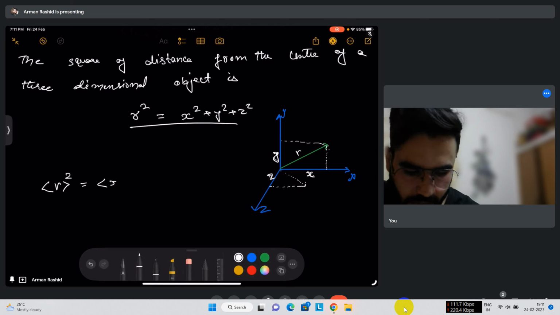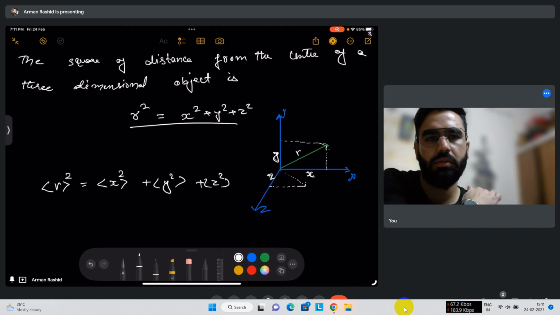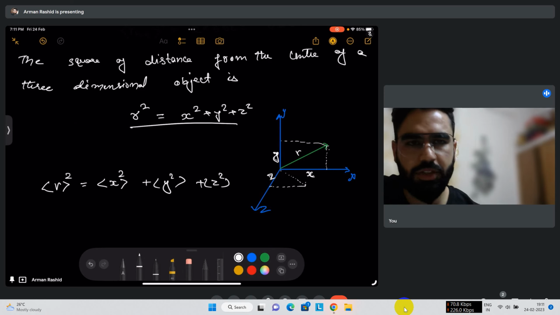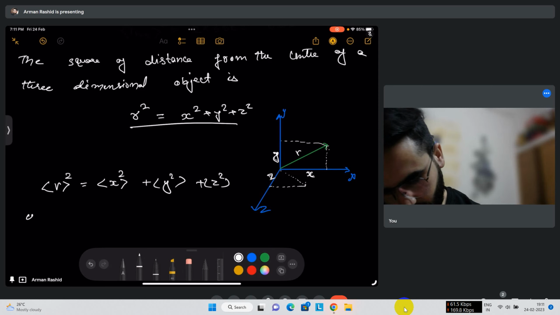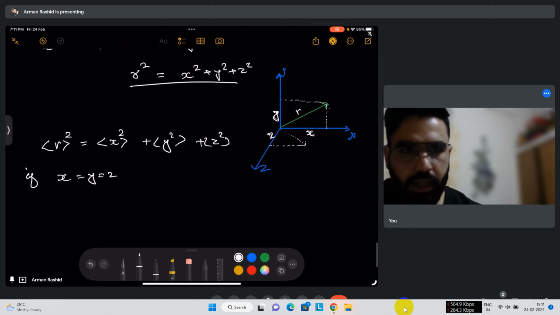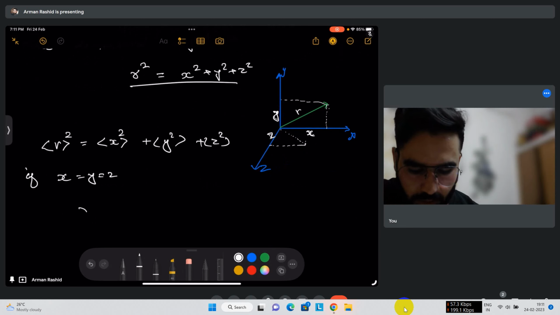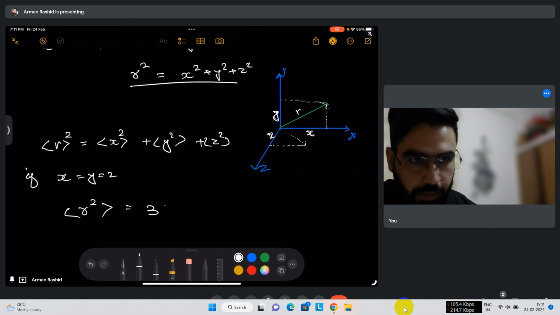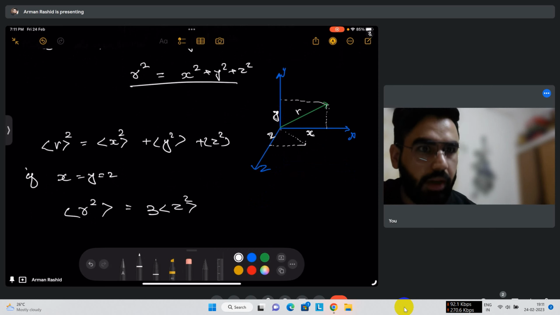The average of this will be equivalent to the root mean square of x plus y root mean square plus z root mean square, not root mean square, mean square. Okay, but if x is equivalent to y is equivalent to z, then what will determine that r square average will be equivalent to 3 z square.